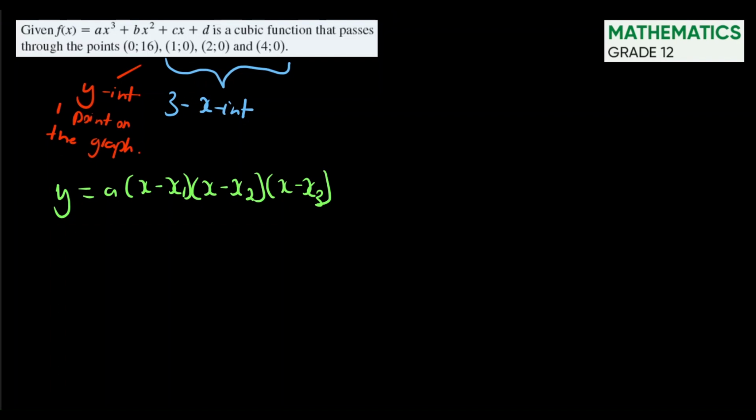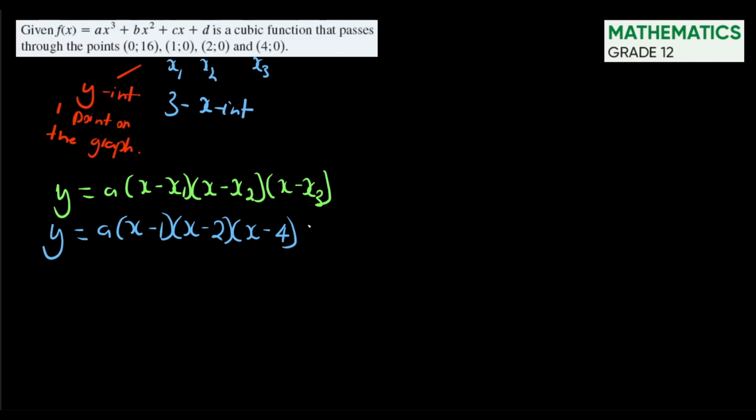So let's quickly label our points so as to not mislabel anything. x1 will be 1, x2 will be 2, and x3 will be 4. So we can go ahead and substitute our values in the equation: y is equal to a(x minus 1)(x minus 2)(x minus 4). And this is a really important step. We will be coming back to this step and referencing it as we go along.